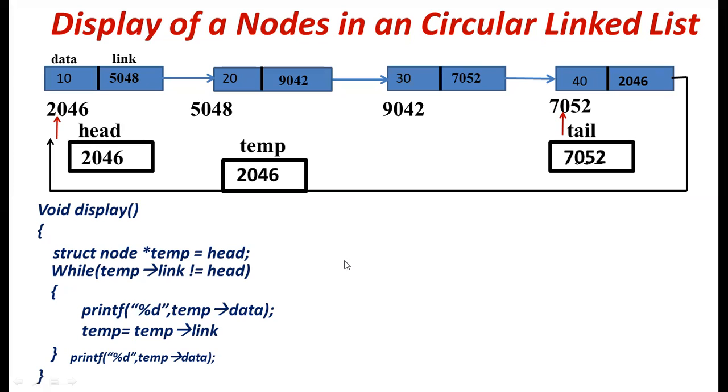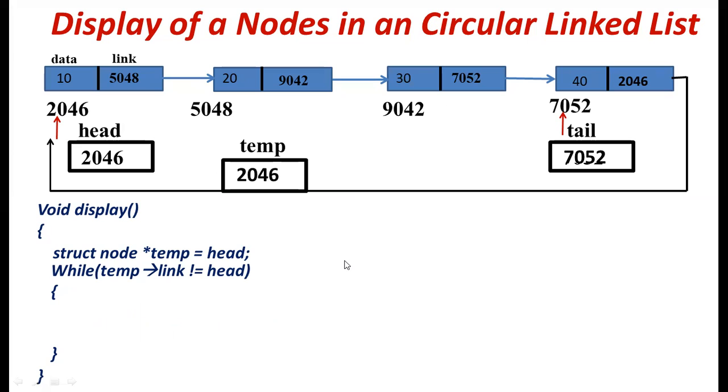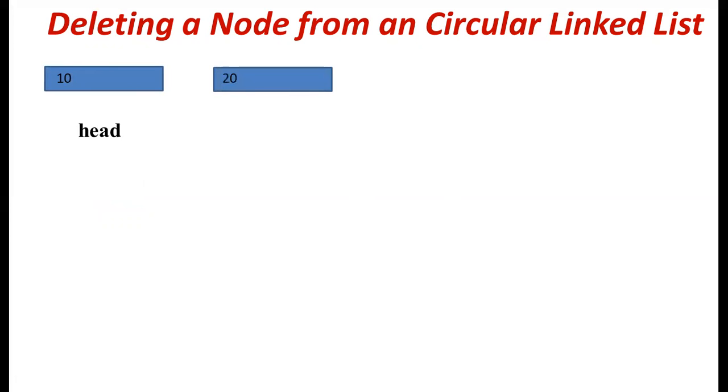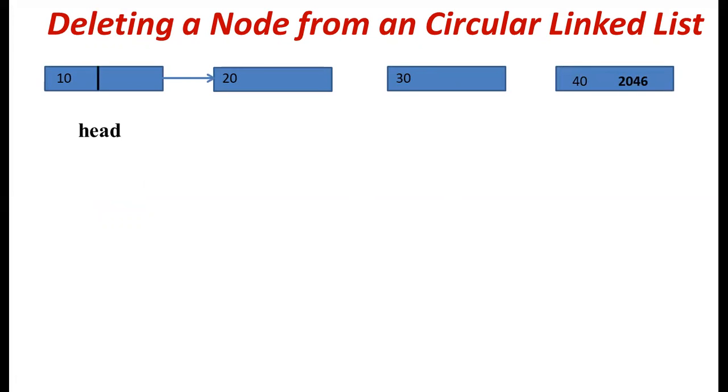Now let us see one more operation, that is the delete operation. So now let us see the next operation, that is deletion operation. Here again, we will discuss all the three cases, that is deleting a node from the beginning, deleting a node from the end, and deleting the node from a specific location. Now let us consider the same example of the circular linked list with 4 nodes.